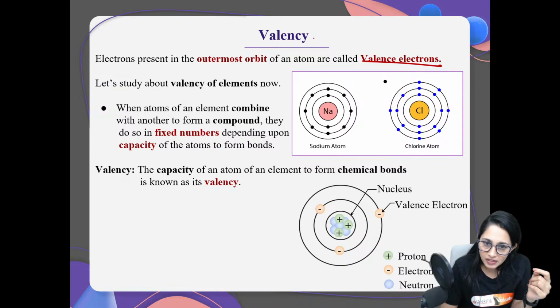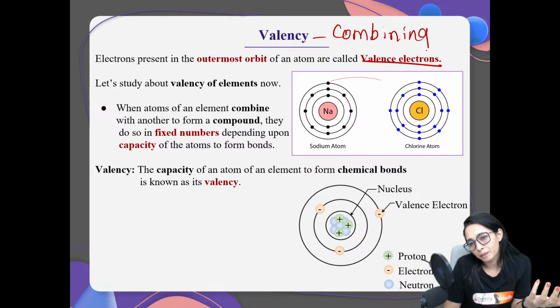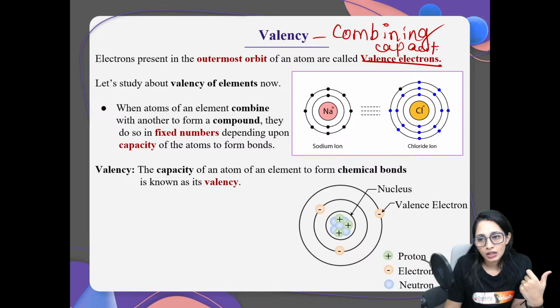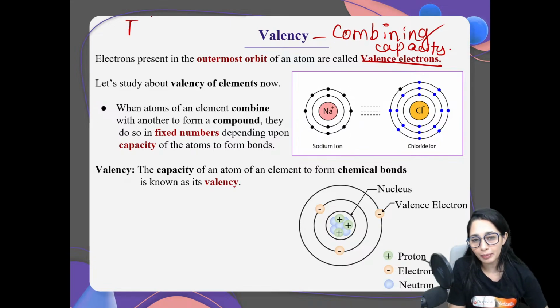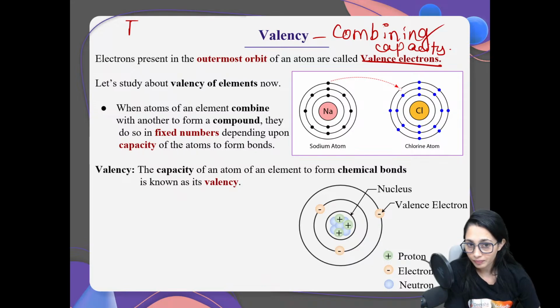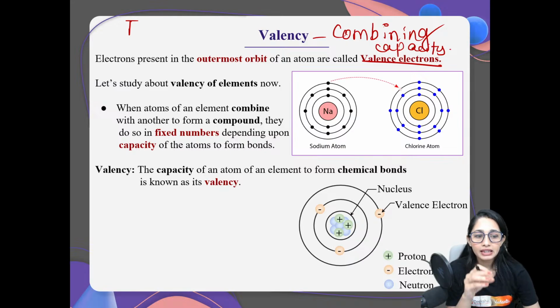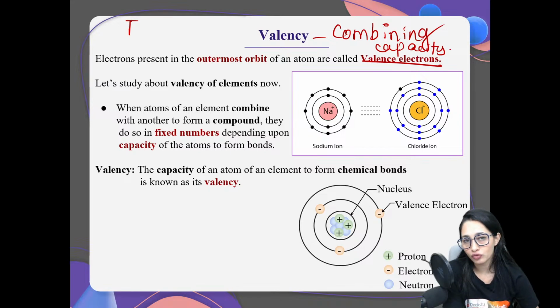This is something that you have studied in 9th standard, CBSE prescribed syllabus. It is the combining capacity, or the tendency of an atom or element to donate, accept or share electrons. That is valency. When atoms of an element combine with another to form a compound, they do so in fixed numbers depending upon the capacity of the atoms to form bonds.